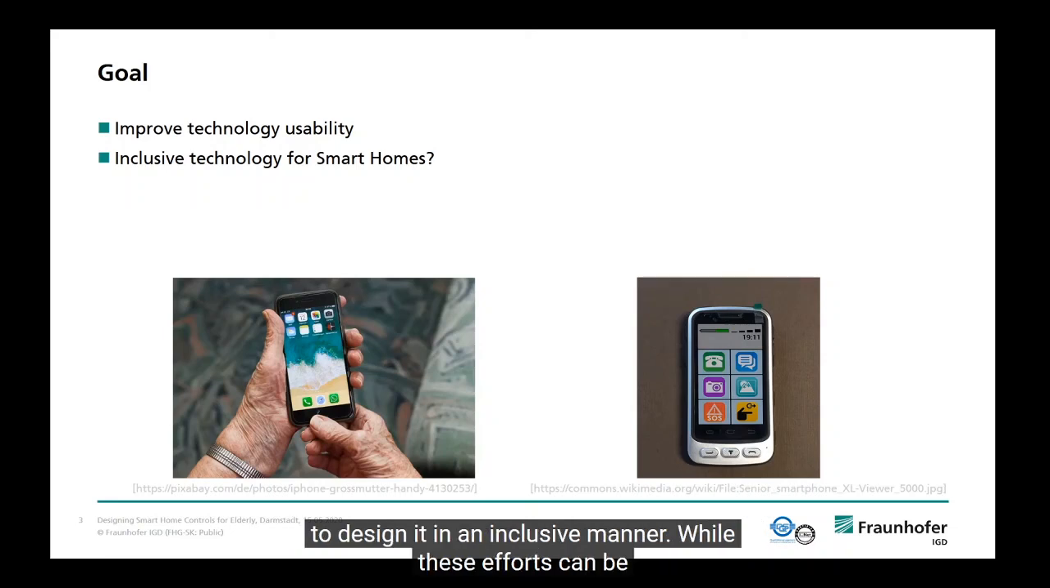Many endeavors exist to improve technology usability and to design it in an inclusive manner. While these efforts can be experienced accessing the web or through user interface adjustments of smartphones for special impairments, there are no direct efforts to adjust smart home controls to the usage of elderly. Our contribution closes this gap. We present a smart home control designed especially with the needs of elderly people in mind. The goal is to enable elderly to profit from the quality of life improvements by easily controlling their smart home.